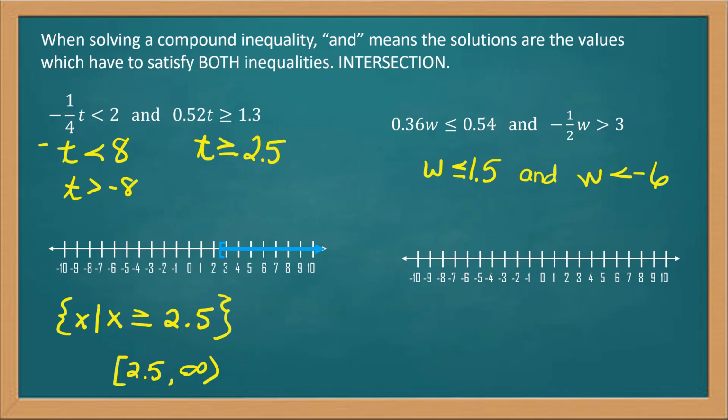So you're looking for all the numbers where the numbers are less than or equal to 1.5 and less than -6. Those two sets intersect from -6 down, not including -6. So those are intersections.